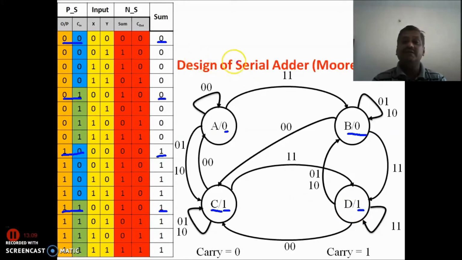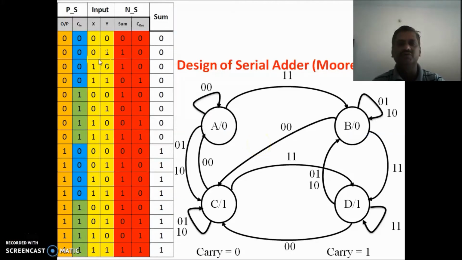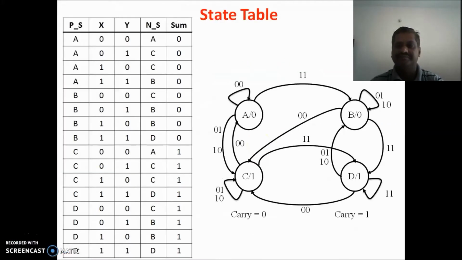In case of the Moore model, this output only depends on the present state of the machine. If the present state is A, output will be 0. If the present state is B, output will be 0. If the present state is C, output will be 1. If the present state is D, output will be 1. And this is useful in the further design.